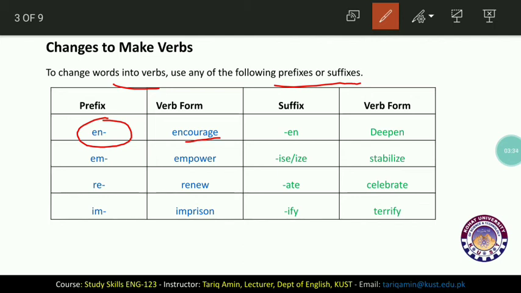For example, let me use it in a sentence. We say that you need to encourage him. So in this example, to encourage is a verb. Or I encouraged him. So encourage is a verb. And let's come to another example.